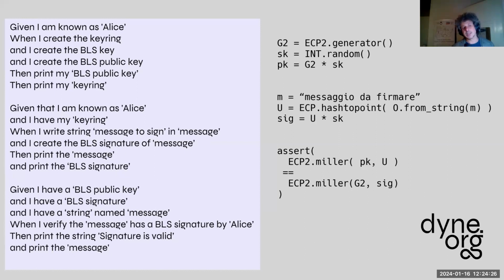So we have three states that actually configure the heap of the virtual machine in a different way for security reasons. The first phase, given, is data acquisition. So it operates data recognition or declares data structures. Like, I am known as Alice means that when I will refer to me or mine, it will be a table whose name is Alice. I have my keyring means that it will verify that a valid keyring has been loaded from the input.